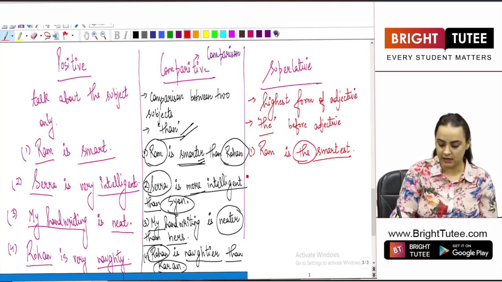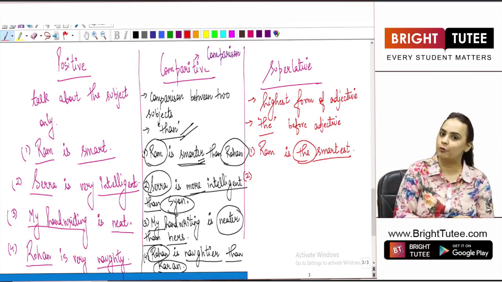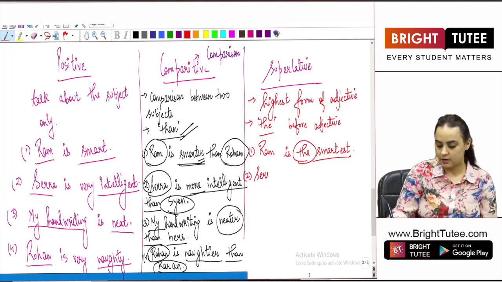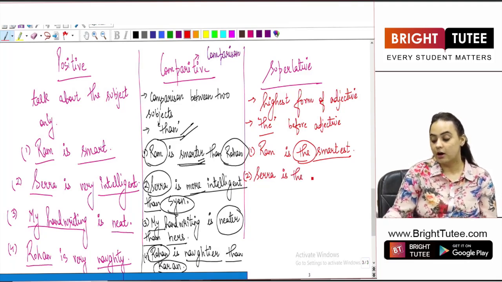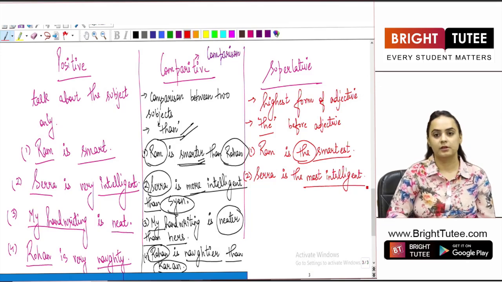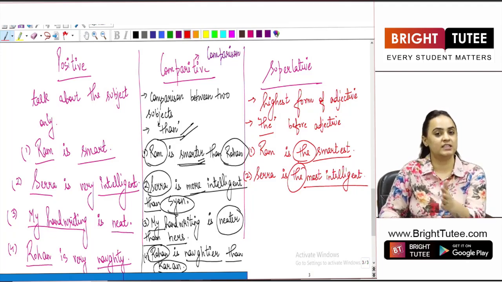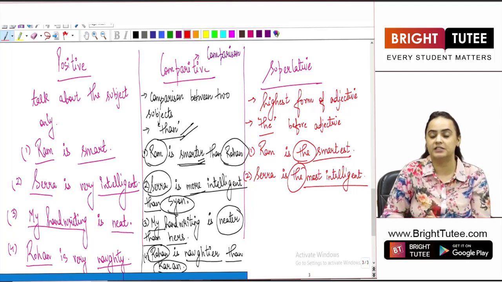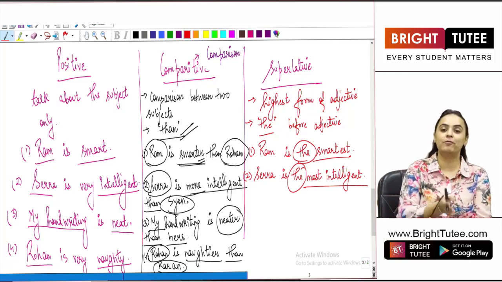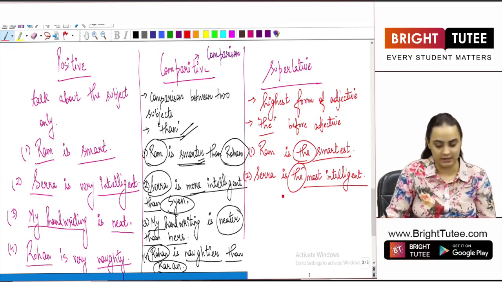For example, the second one, Sarah is very intelligent. How do I change it to superlative? Sarah is the most intelligent. Since, as I told you, there is no word as intelligenter or intelligentest, how do we change it to superlative? By adding "most" before the adjective. So, most intelligent. And again, "the" is used, so I know it is superlative.